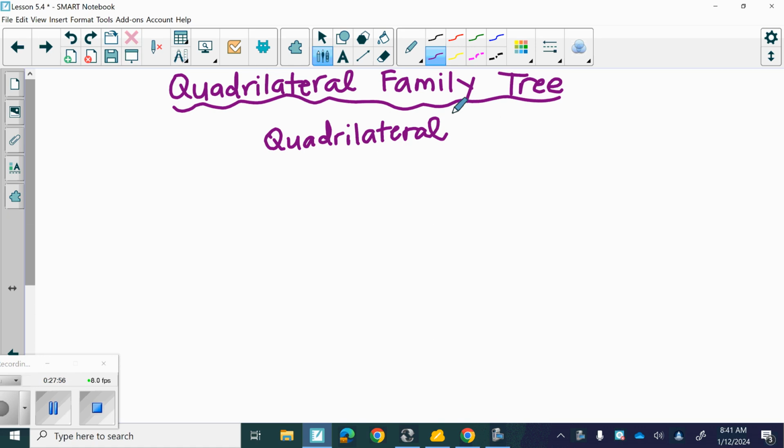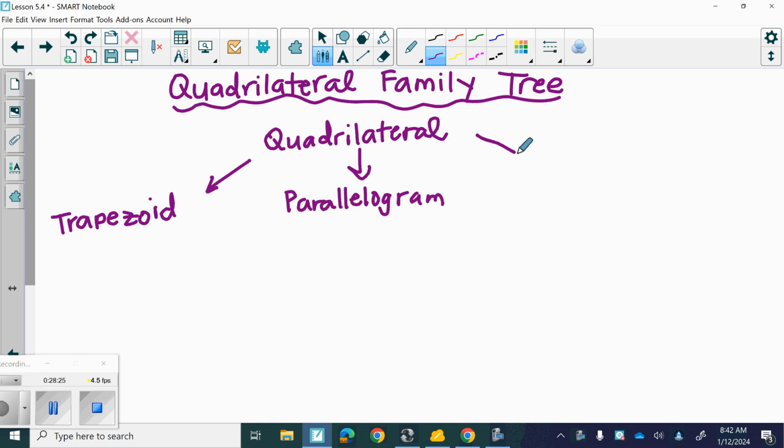All right. Big Daddy Quadrilateral gets together with some unknown person, unknown to us at least, and has 3 kids. The trapezoid, the parallelogram, and the kite.